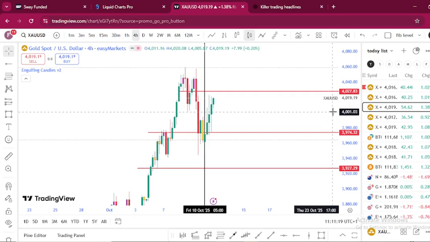Like I said, this strategy only works for gold for now. It may work for other pairs, but I have only traded it on gold. So I would advise you check it out only on gold.